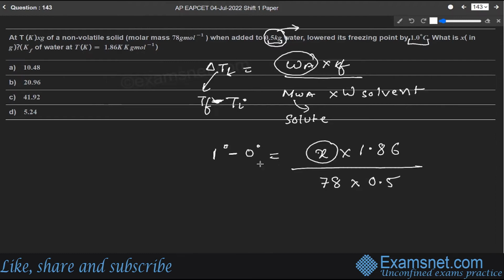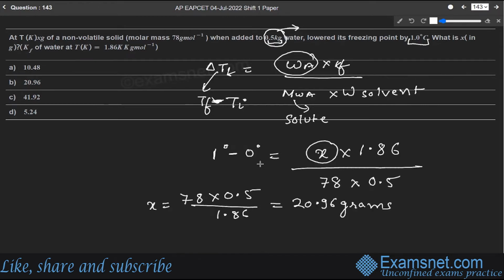So you can just find this x by solving. You would be getting 78 into 0.5 over 1.86. After solving x, you would be getting 20.96 grams.